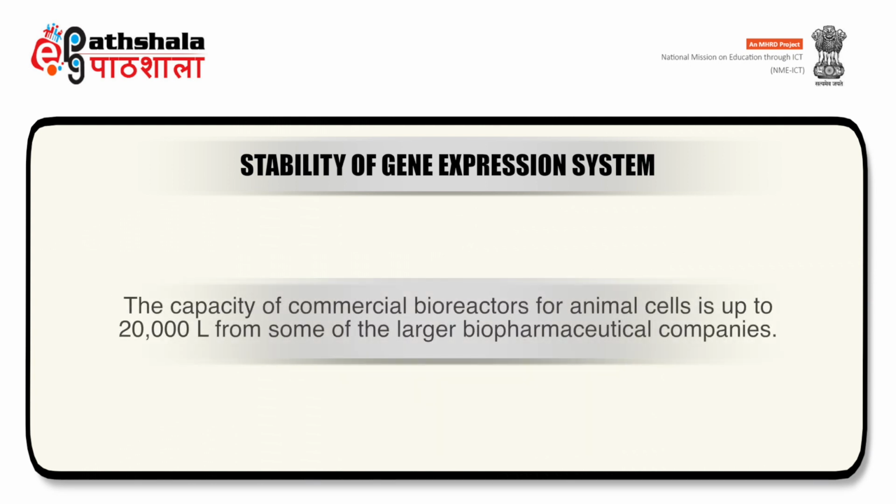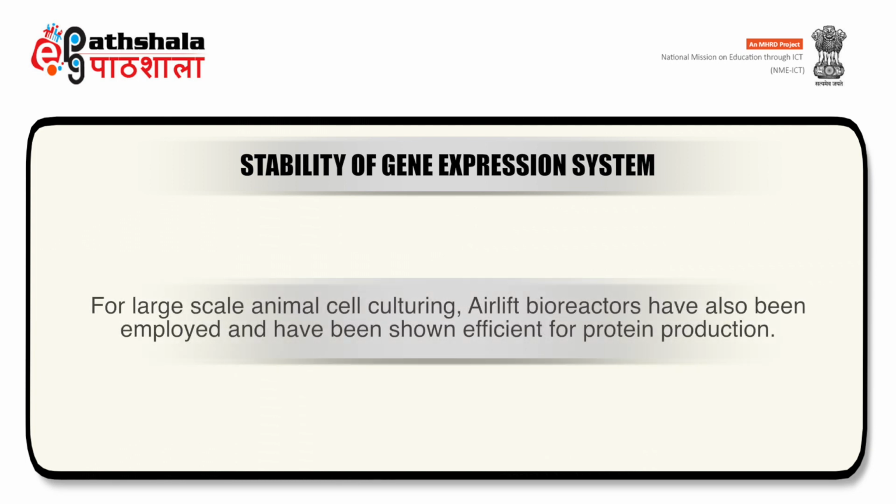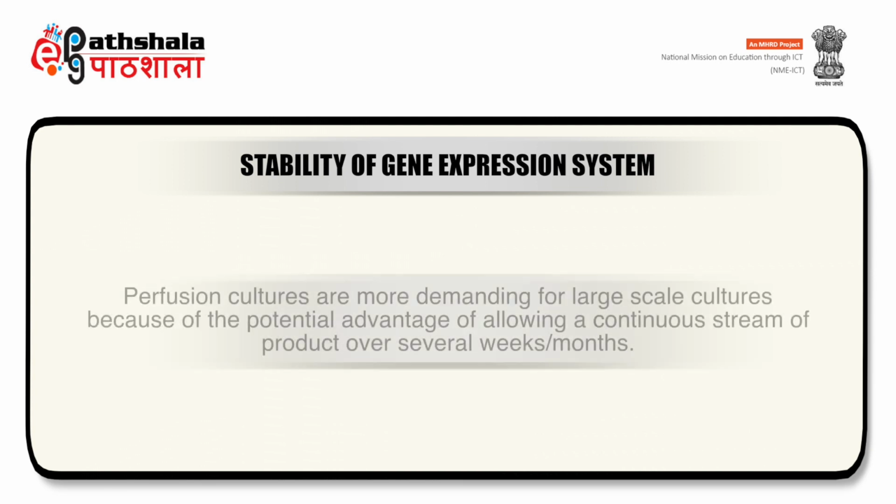The capacity of commercial bioreactors for animal cells is up to 20,000 liters at some of the larger biopharmaceutical companies. For large-scale animal cell culturing, airlift bioreactors have also been employed and have been shown to be efficient for protein production. Perfusion cultures are more demanding for large-scale cultures, because of the potential advantage of allowing a continuous stream of product over several weeks or months.